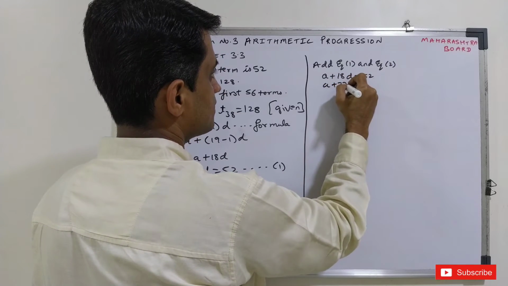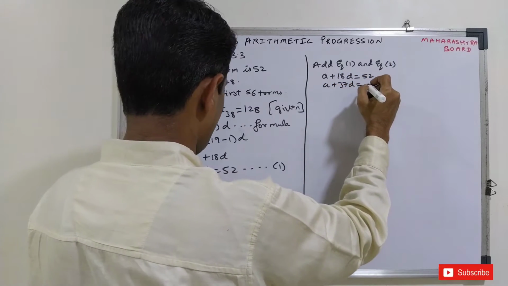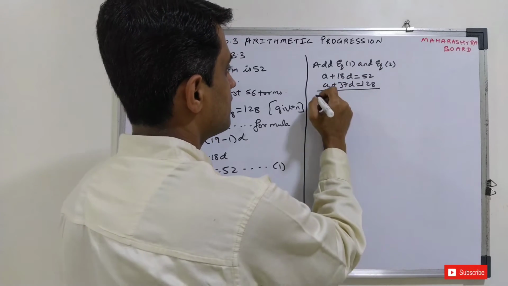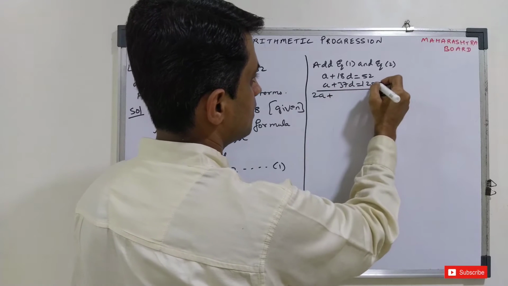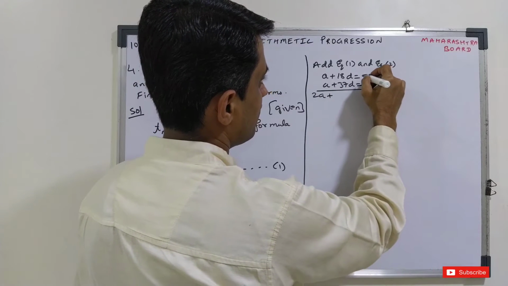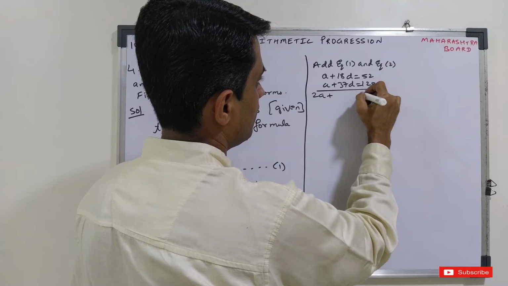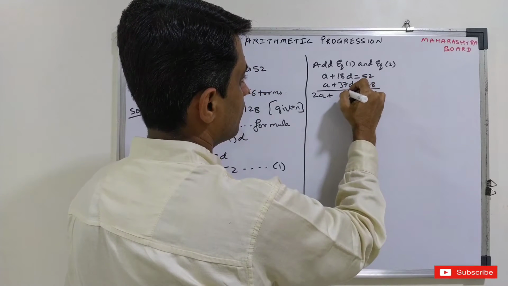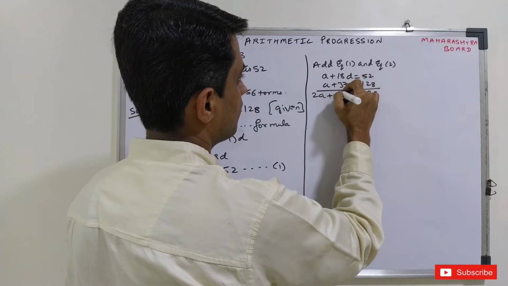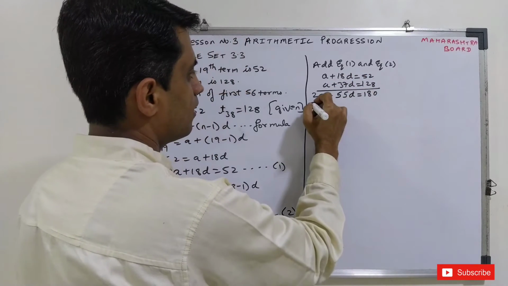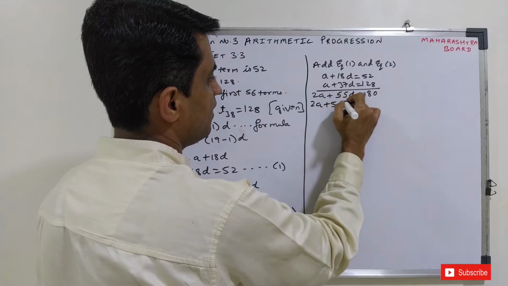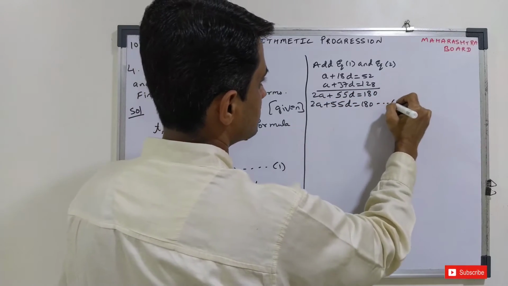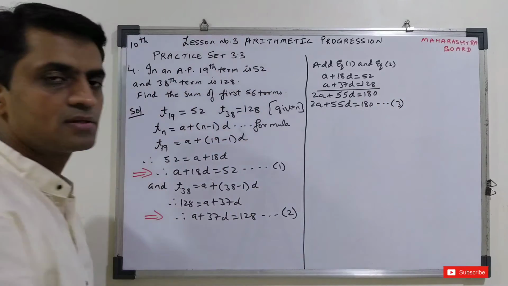A plus 37d is equal to 128. Let us add. This will give you 2a plus 55d is equal to 180. This you will mark as equation 3 because we are going to use this.